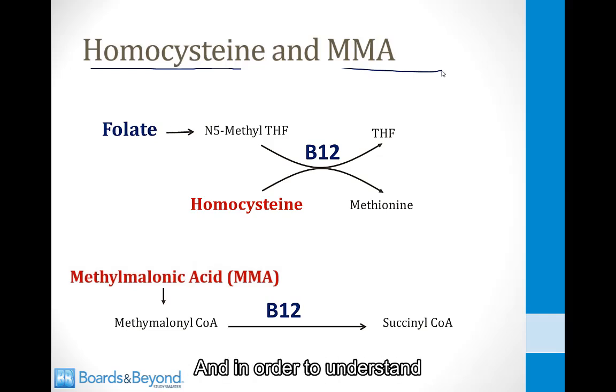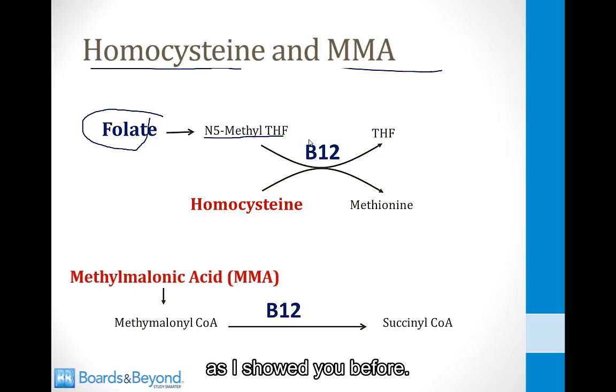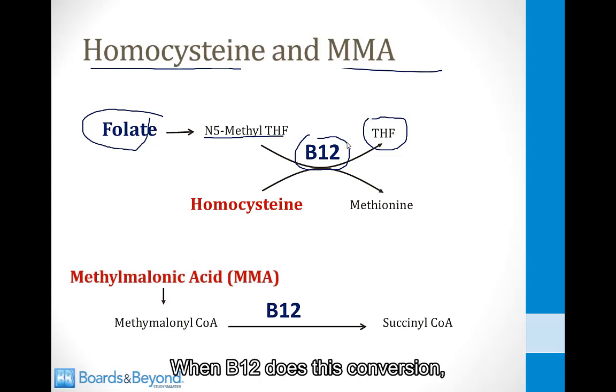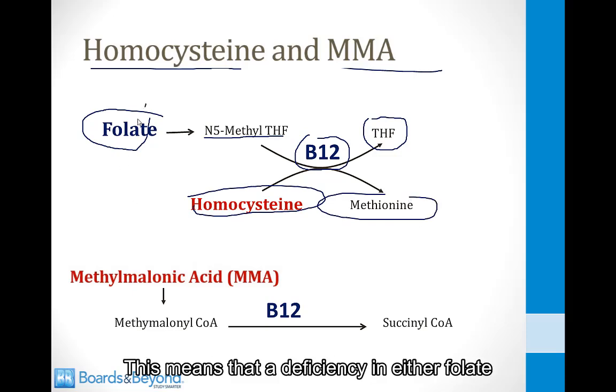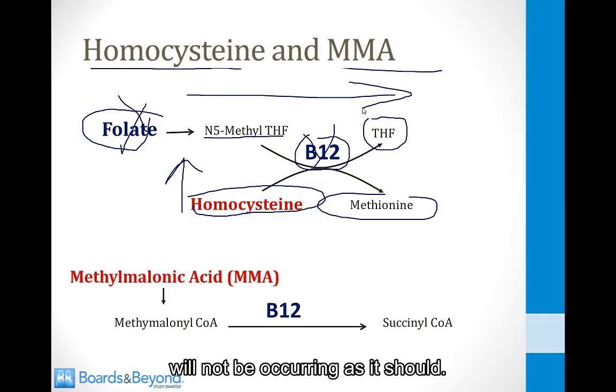In order to understand how to interpret these, we need to look at a little bit of the chemistry of these two molecules. Folate can get converted to N5-methyl tetrahydrofolate, as I showed you before, and then B12 can convert this back into tetrahydrofolate. When B12 does this conversion, it turns homocysteine into methionine. This means that a deficiency in either folate or vitamin B12 will lead to very high levels of homocysteine because this entire process will not be occurring as it should.